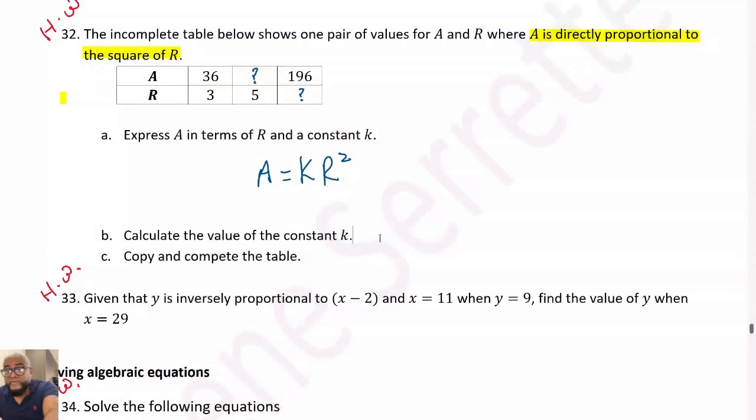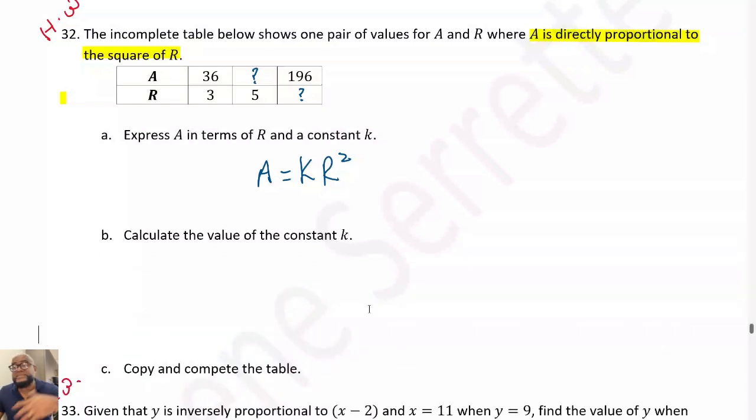All right, so the first mission, I kept saying over and over last week, the first mission when we're doing direct or inverse variation is to find the value of K. Everybody remember that? That's mission number 1.